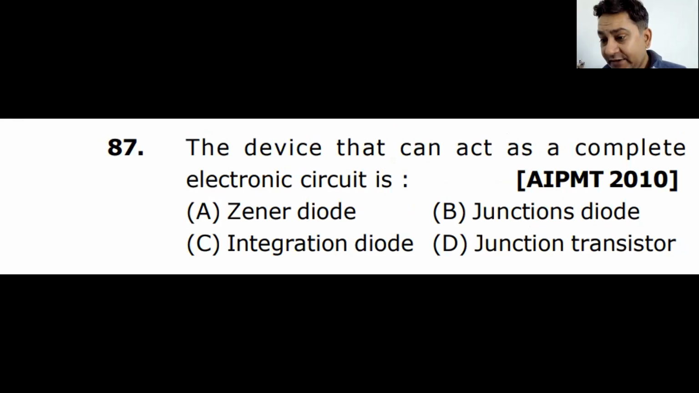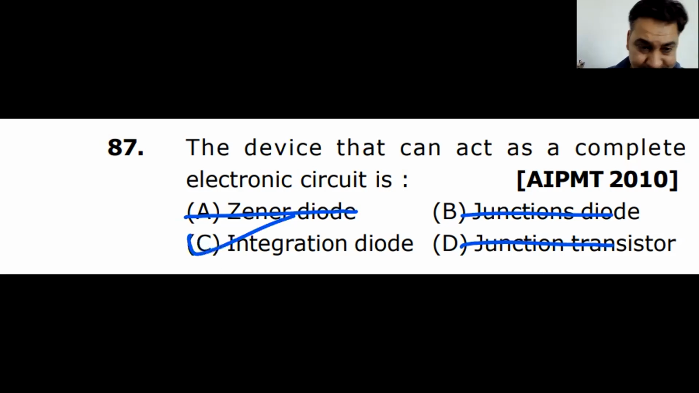Small tip, small hint. You know what a Zener diode does? It only operates in the breakdown region. Yes or no? Yes, sir. A junction diode only acts as a switch: either it allows current or it does not. You also know that a transistor does not act as a complete electronic circuit. The only thing that you've not heard about is the integrated circuit. Remember this in the end. Got it?